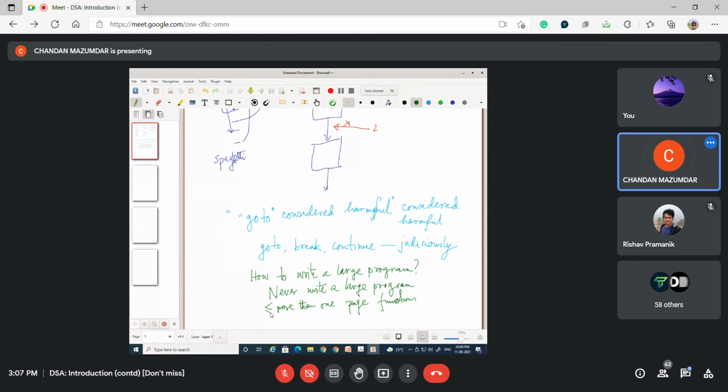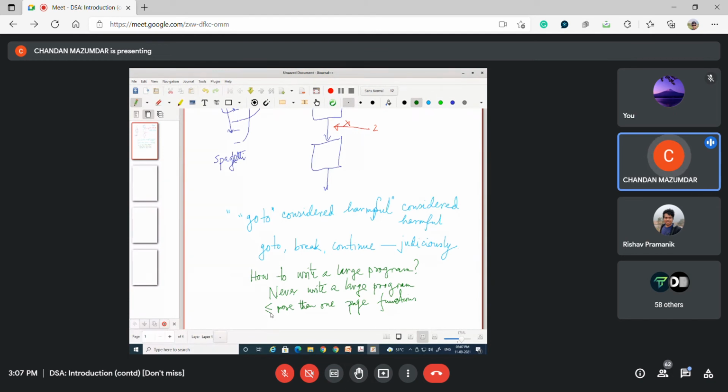Okay, so the function size should be less than one page, usually. And if you cannot accommodate it in a page, you can go for at most 2 pages and not more than that. If more than two pages are required, usually you can break down the function again into 2 sub-functions. Okay. So these are some of the very practical tips for writing large programs.